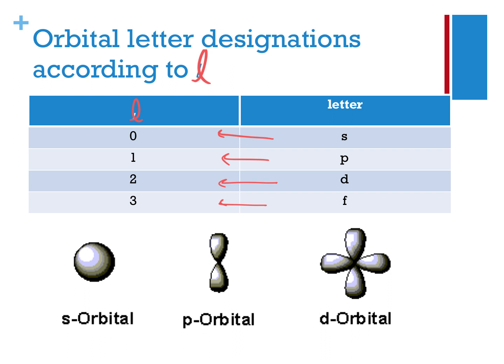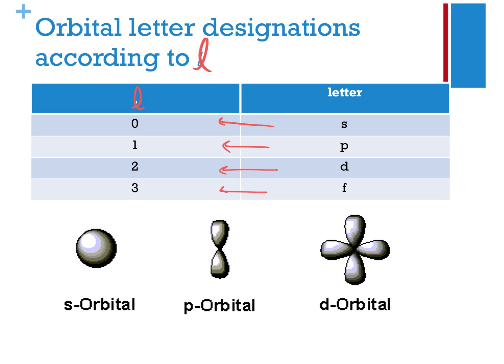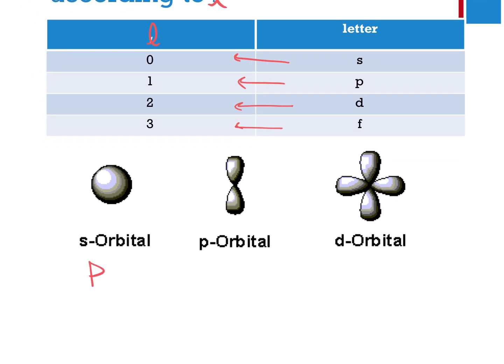So let's go back to our previous example where we looked at rubidium. Rubidium, we said, was 5s. And so the quantum number for rubidium would start out with a 5. And then the shape of the orbital is S. So what numerical value goes with S? 0. So those are the first 2 parts of our quantum number. Are we doing okay so far?